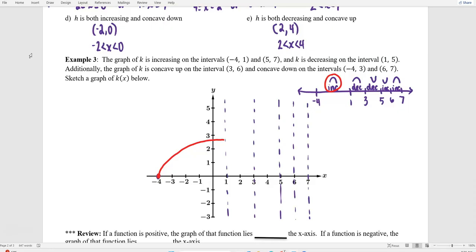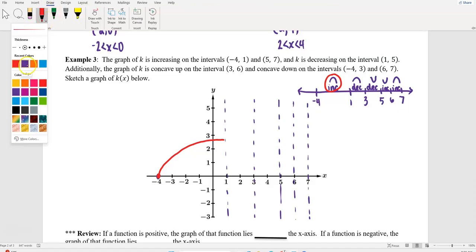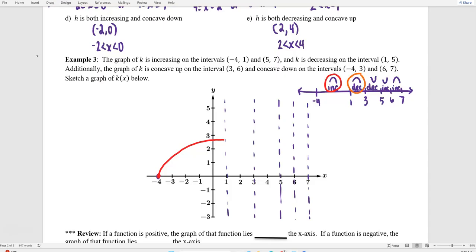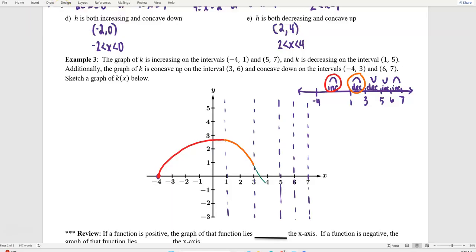Then at 1, I'm going to be decreasing, but still concave down. So that would be, let's switch colors, that would be here. At 3, I'm decreasing still, but switch to concave up. So still going down, but concave up. That's my next section from 3 to 5.